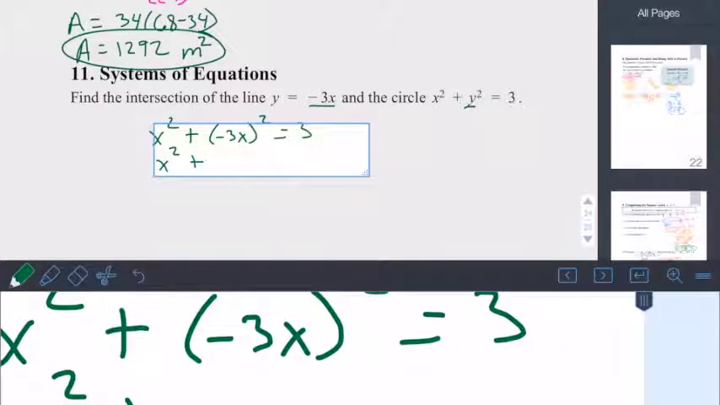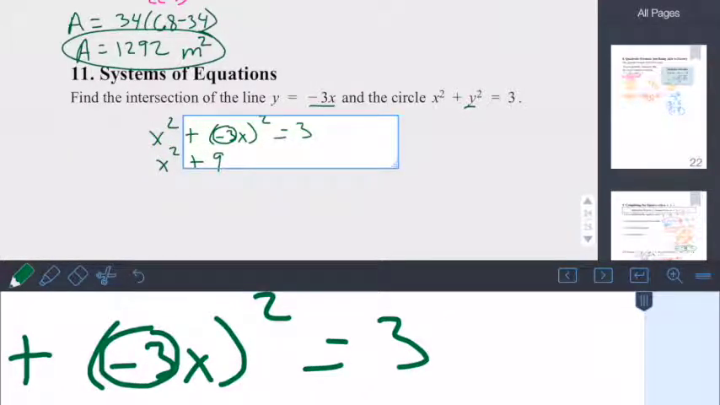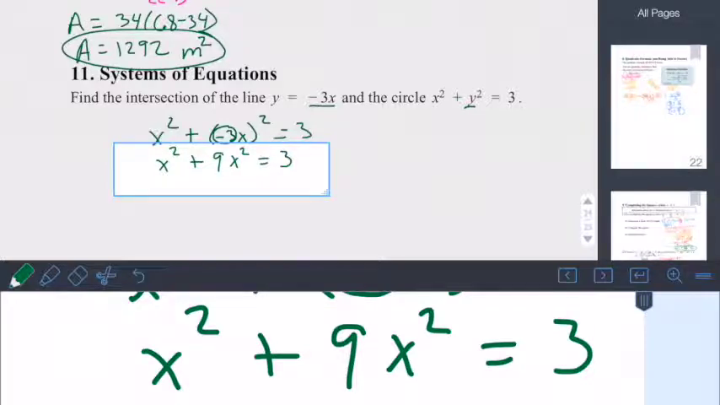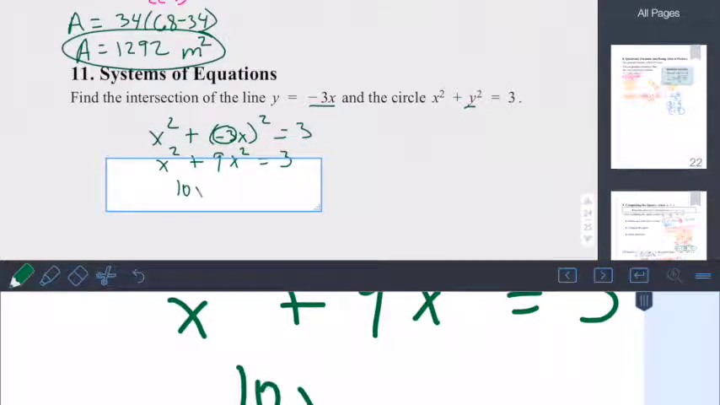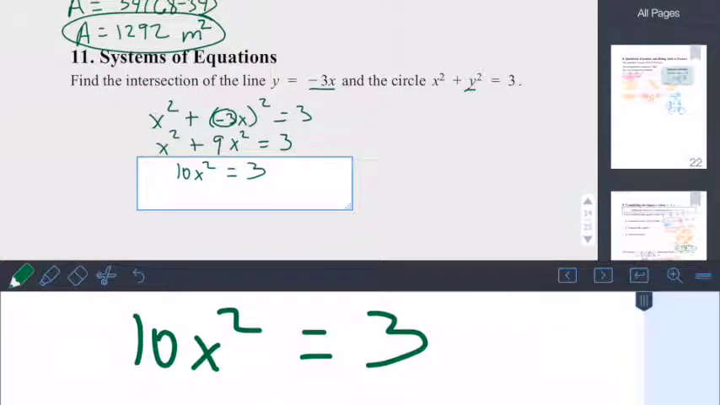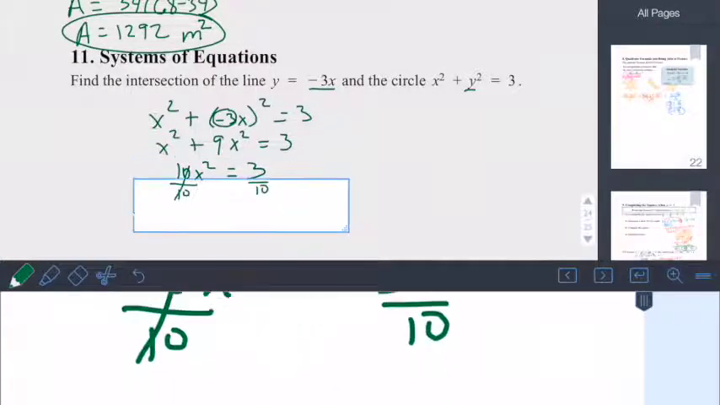Well, negative 3 squared is negative 3 times negative 3, which is positive 9. And then x squared is x times x, so x squared. Well, x squared plus 9x squared is 10x squared, which equals 3. Now I'm going to divide both sides by 10. So I get 3/10.